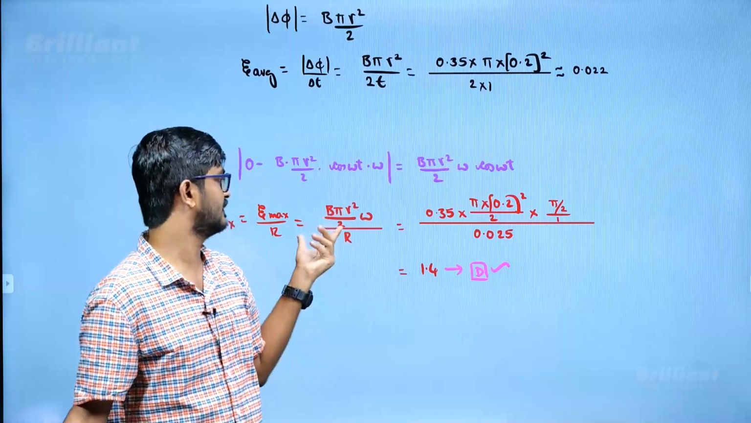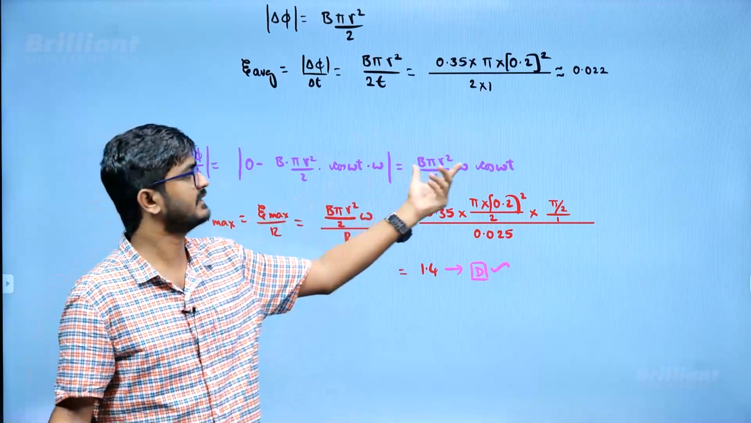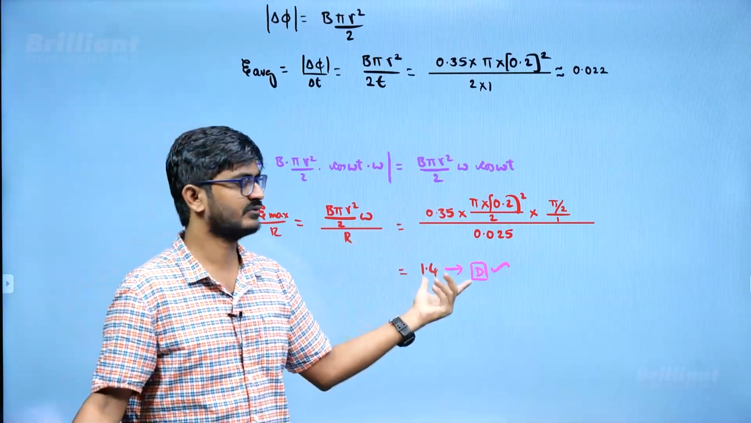Now you need to substitute the values. They are asking current maximum. So for current to be maximum, the induced EMF has to be maximum. So induced EMF divided by resistance, that will give you the answer.